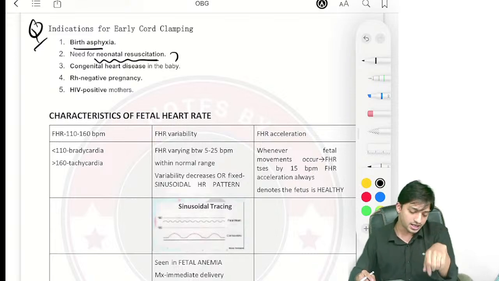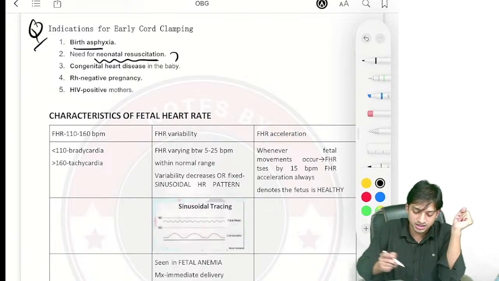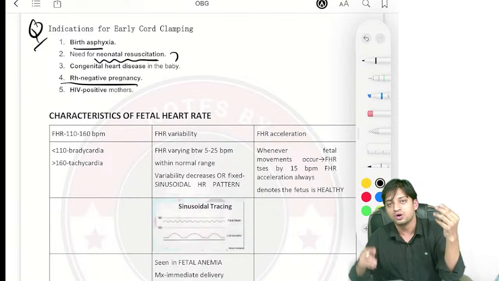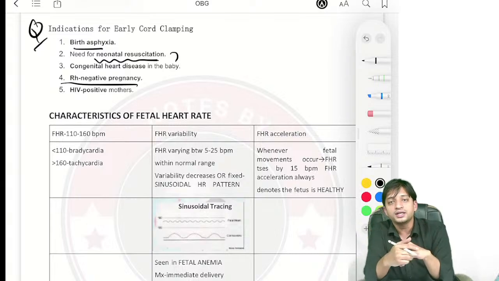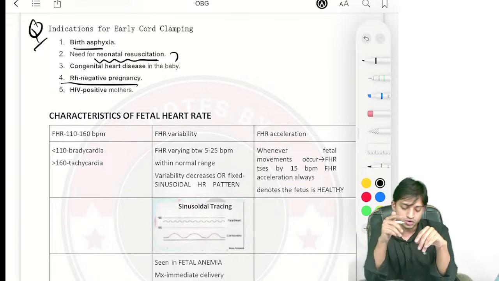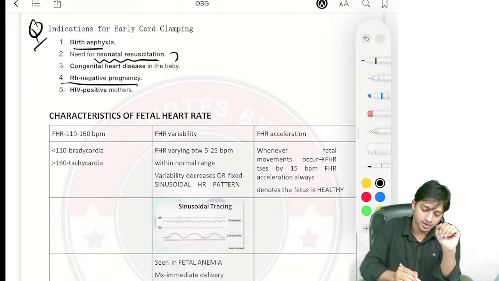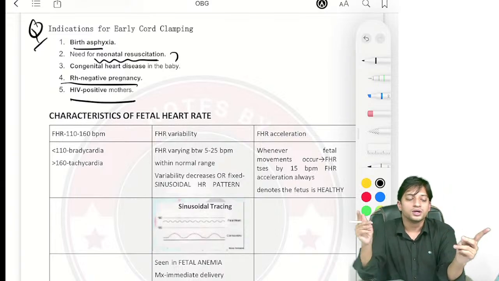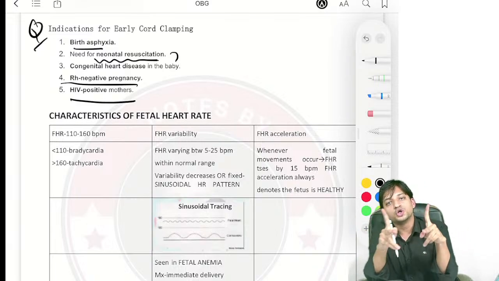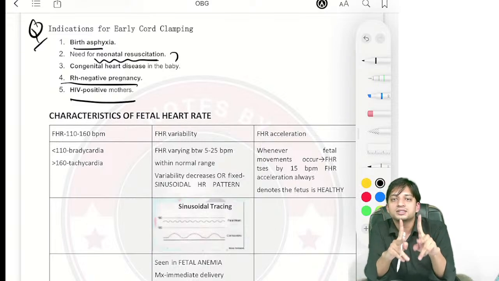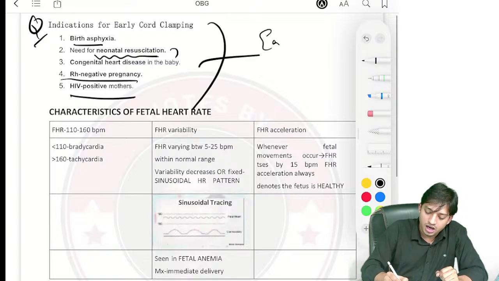Now congenital heart disease in the baby, again Rh negative pregnancy, you have to do early cord clamping, because you know, if there is a mixture of maternal and fetal blood, there can be a risk to the life of the fetus. So you just do early cord clamping in Rh negative pregnancy. Common sense, no need to remember. HIV positive mothers, you again know, you want to avoid mixing of the maternal and fetal bloods, right? So you do early cord clamping as early as possible. These are the indications for early cord clamping.